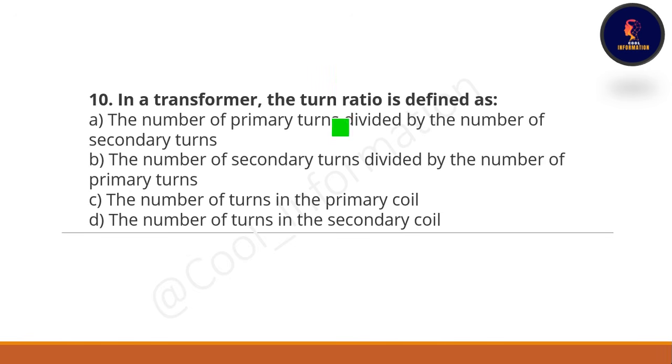The number of primary turns divided by the number of secondary turns. It's a very important question. In fact, all these 60 questions which I am discussing now are important. Do not miss any one of the questions. Option B, the number of secondary turns divided by the number of primary turns. Option C, the number of turns in the primary coil. And the last option is the number of turns in the secondary coil. And the correct option is option A, which is the number of primary turns divided by the number of secondary turns.